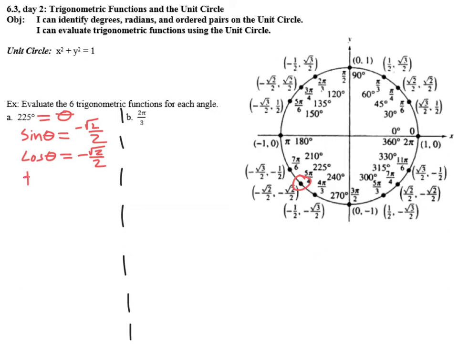Tangent, negative square root 2 over 2 divided by negative square root 2 over 2. That would be a little bit of a mess to simplify, which is fine. You could do that. Or I could recognize it's the same number divided by itself. Therefore, it's 1.